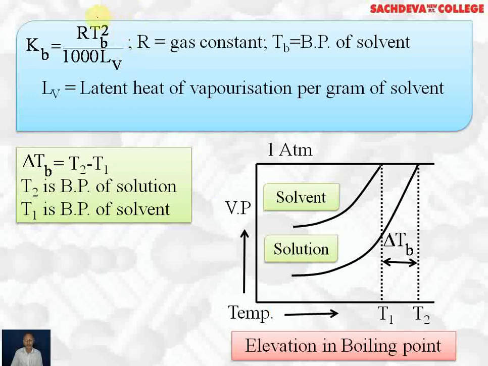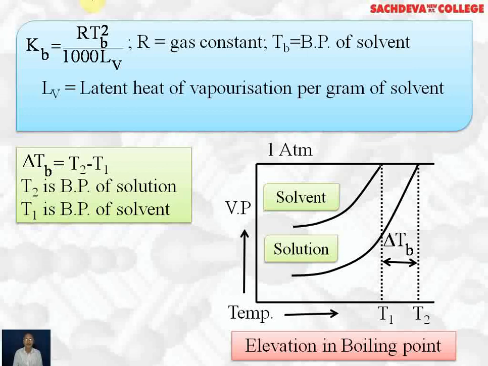Now vapor pressure increases with the increase in temperature. See the curve for solvent, pure solvent. When we increase the temperature, the vapor pressure of solvent goes on increasing. At temperature T1, the vapor pressure of solvent becomes equal to atmospheric pressure, and that is why T1 is boiling point of pure solvent. When solute is added to the solvent, then vapor pressure of solution decreases.